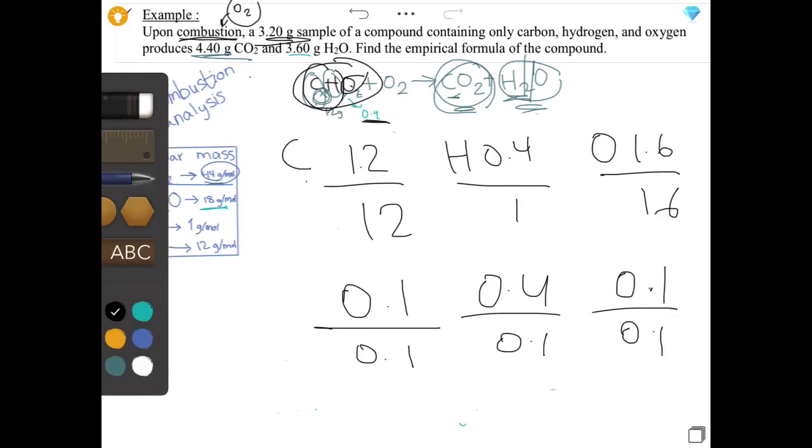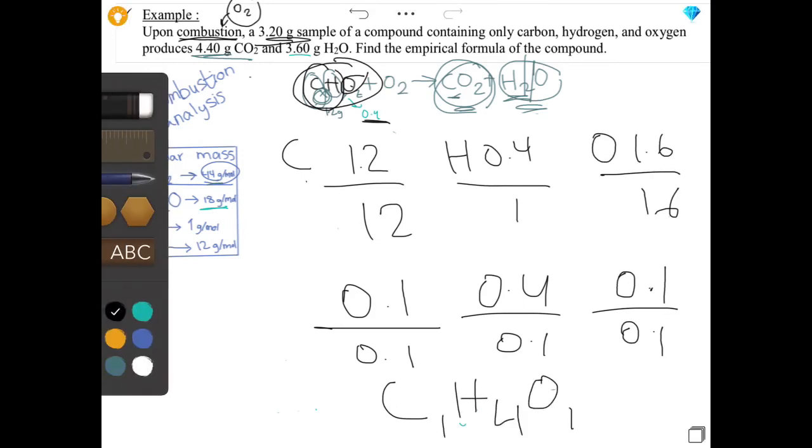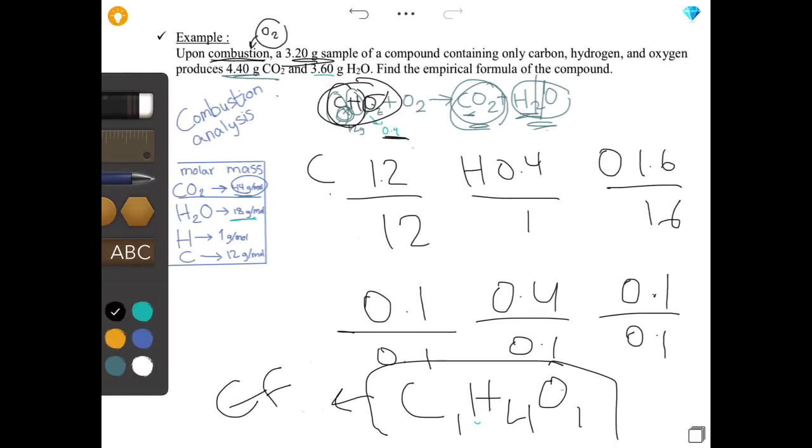This you talked about before, how to find the empirical formula. So it will be C just 1, H will be 4, and O 1. This is the empirical formula.